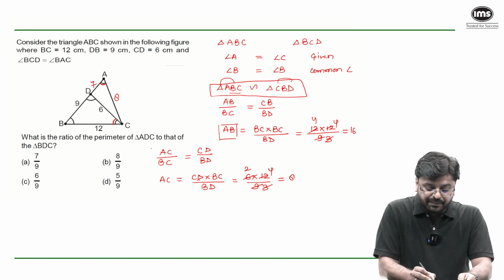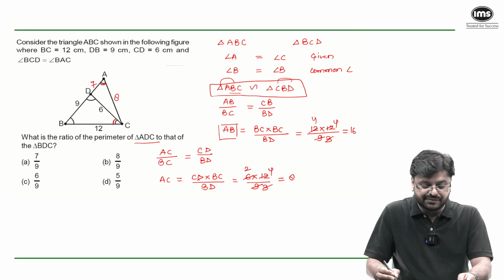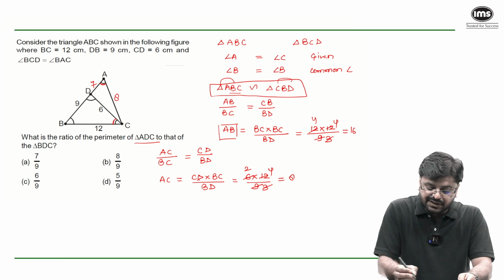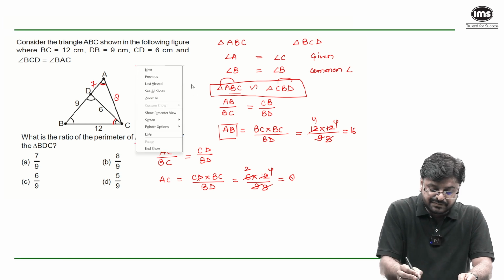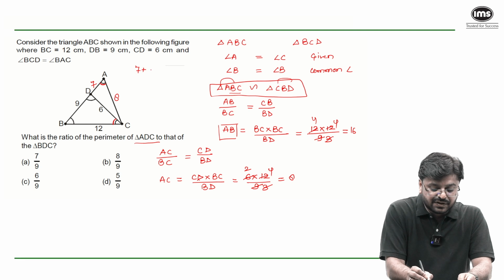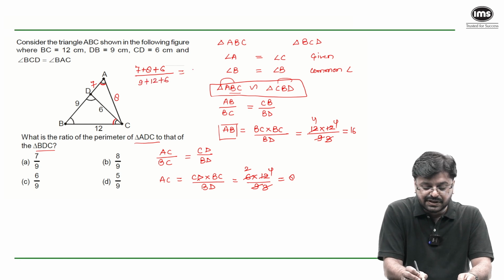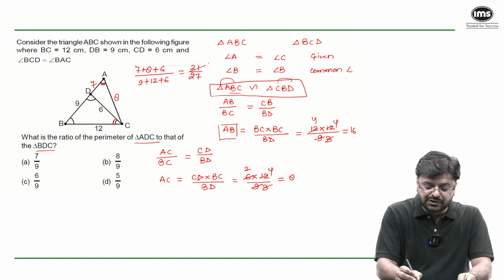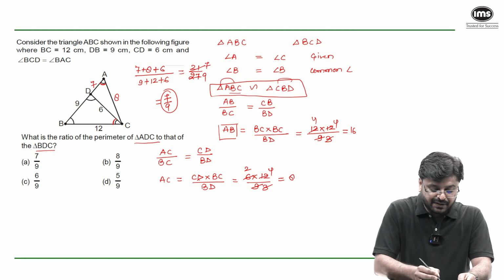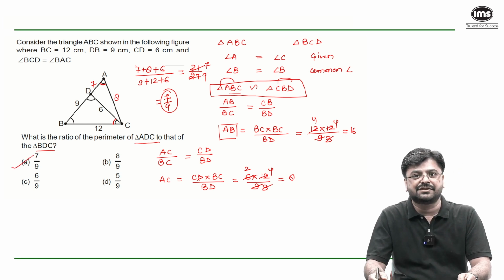Now, the perimeter of triangle ADC is 7 plus 8 plus 6 upon BDC, which is 9 plus 12 plus 6, equal to 21 upon 27, which can also be written as, if you cancel with 3, so 3 7s are, 3 9s are. So the answer is 7 by 9. Option A here is the right answer.